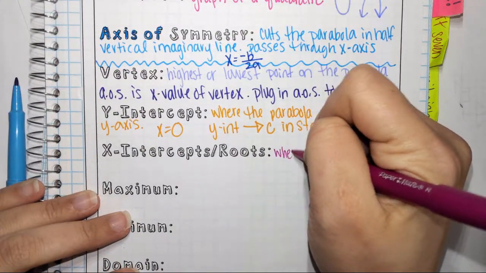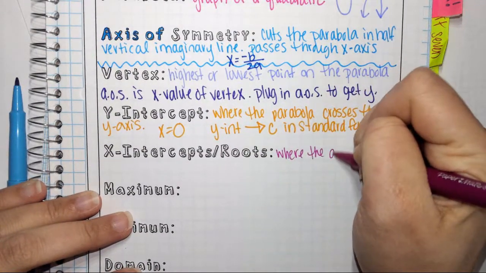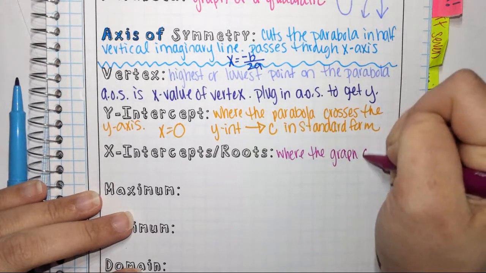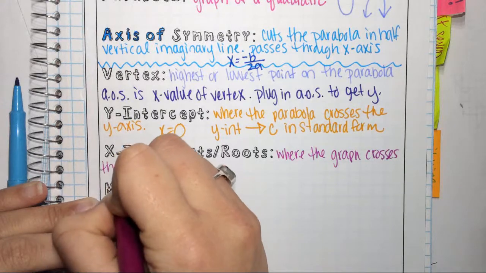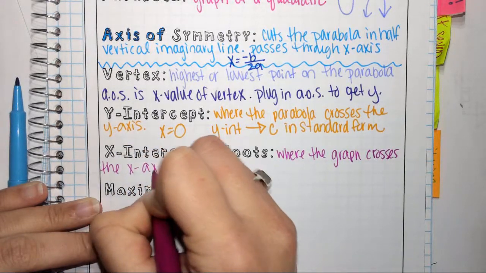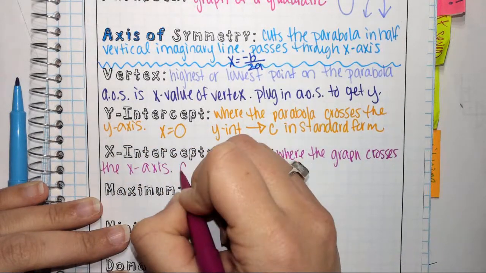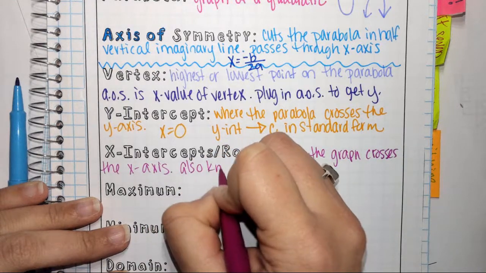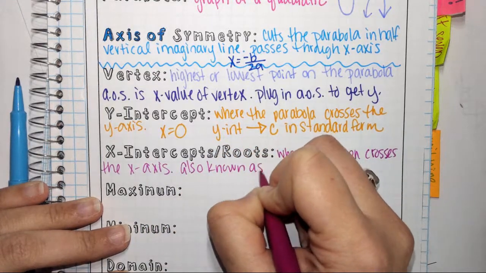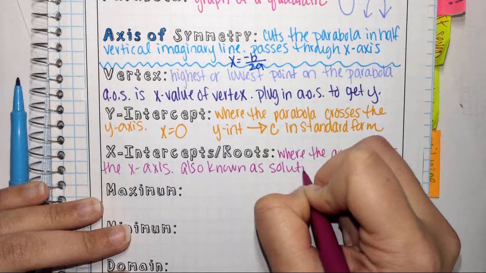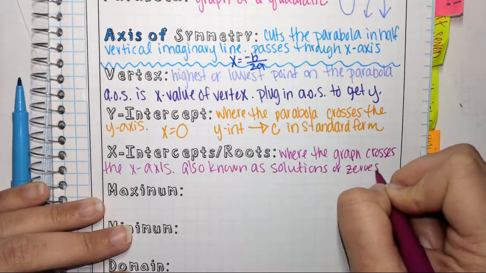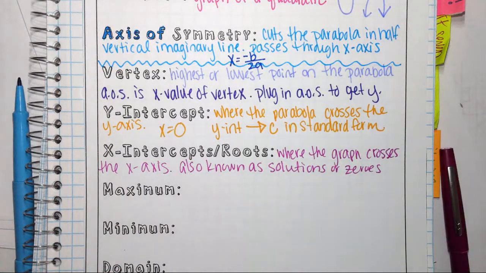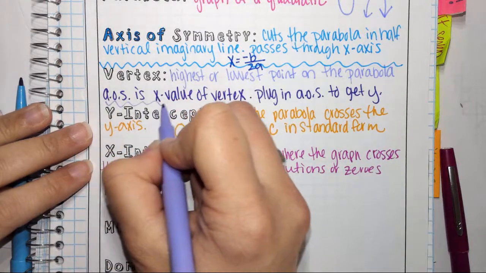So where the graph crosses the x-axis, also known as solutions or zeros. And what does y equal on those? 0. Good. Take another point.